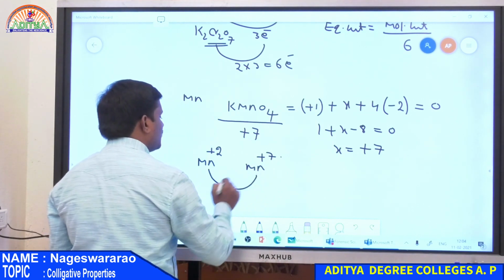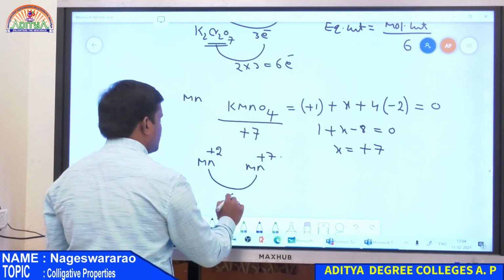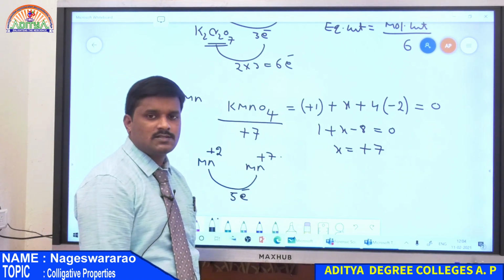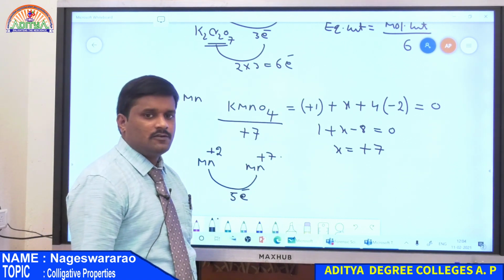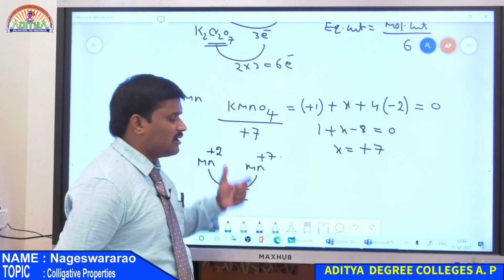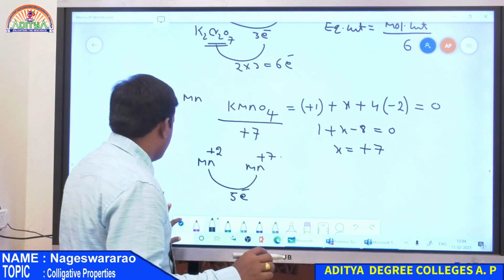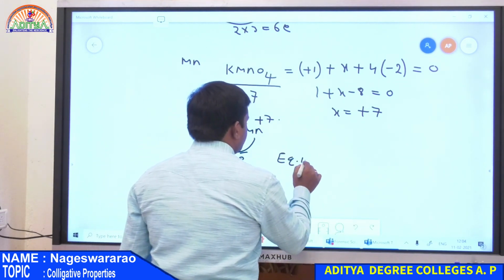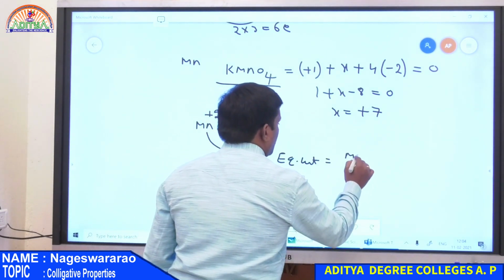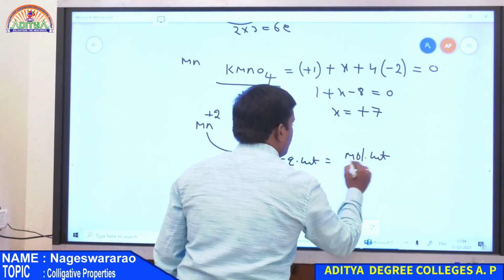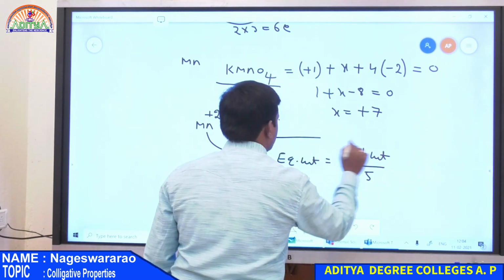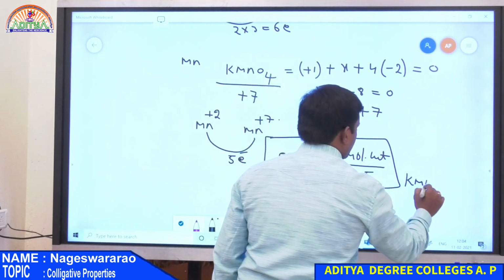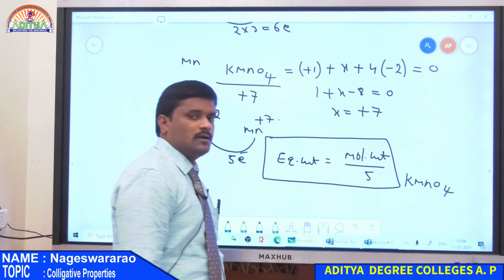Therefore, how many electrons are transferred in this reaction? There are a total of 5 electrons transferred between Mn+2 and Mn+7. Therefore, in the calculation of the equivalent weight for KMnO4, potassium permanganate, it is equal to molecular weight divided by 5, where 5 is nothing but the number of electrons transferred for KMnO4.